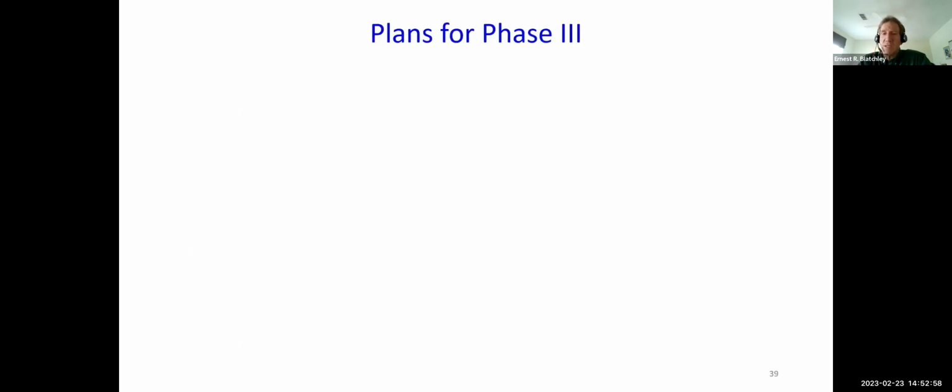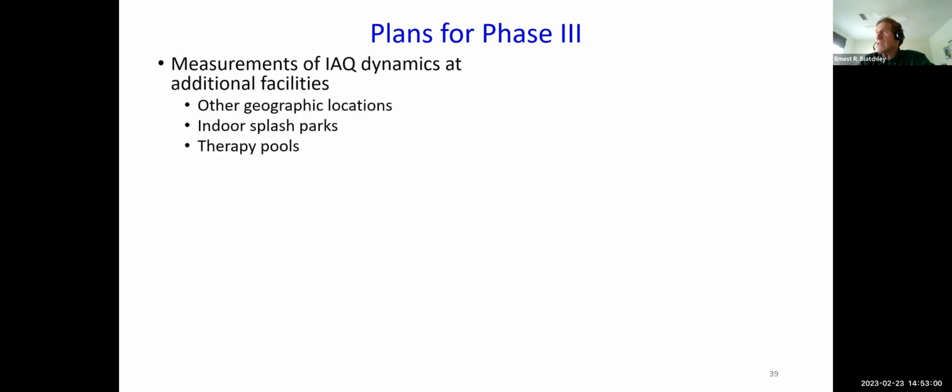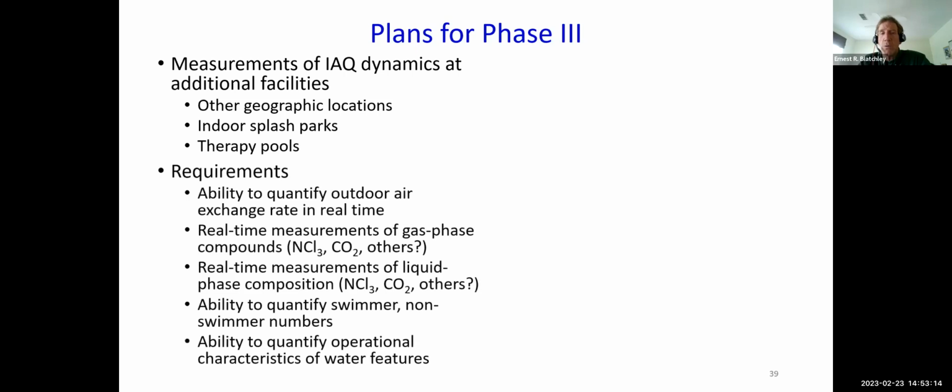So as I mentioned, this is a 3-phase project. For phase 3, again, what we plan to do is conduct measurements and numerical simulations at other facilities. These would be in other geographic locations and would involve other facility types, including indoor splash parks and therapy pools. For each of these facilities, we have a list of requirements. These are basically things that we need to be able to apply the measurements and the model to these facilities.